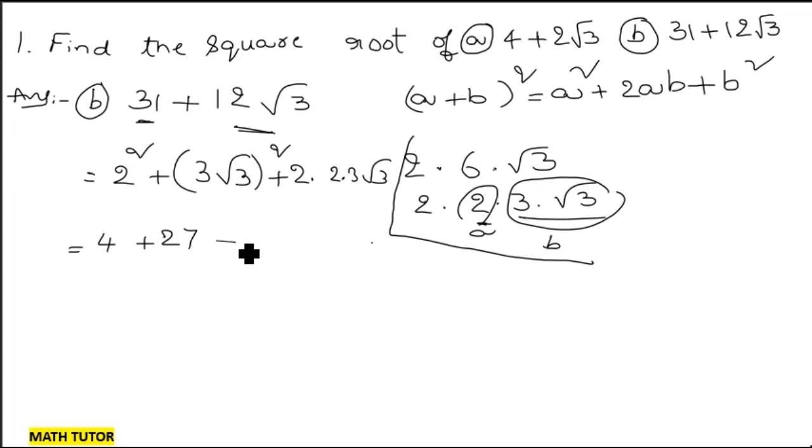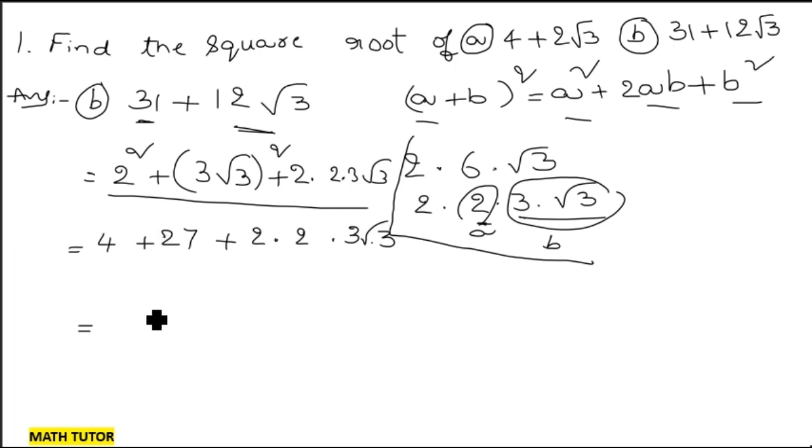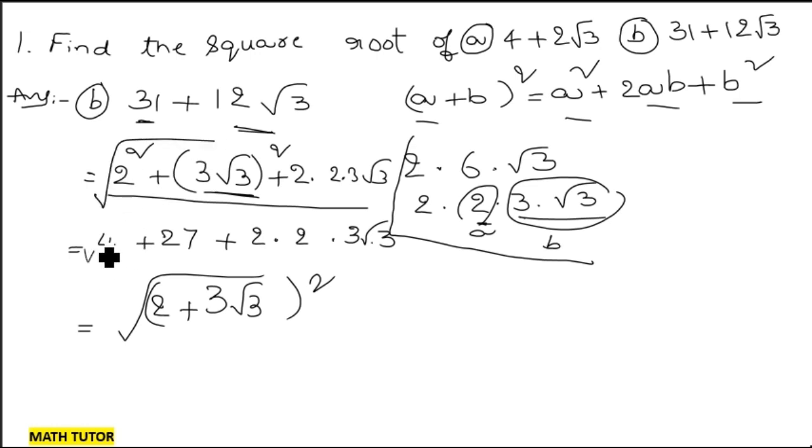Okay, and plus 2 into a into b. So this is in the format of a square plus b square plus 2ab. Clear? So a plus b whole square you can write directly. So here a is 2 and b is 3 root 3, whole square. We are finding the square root, right? So I am keeping the square at the last. So here the square root and the square will get cancelled. The answer is 2 plus 3 root 3.